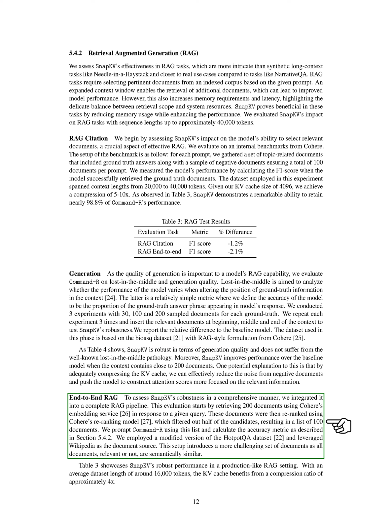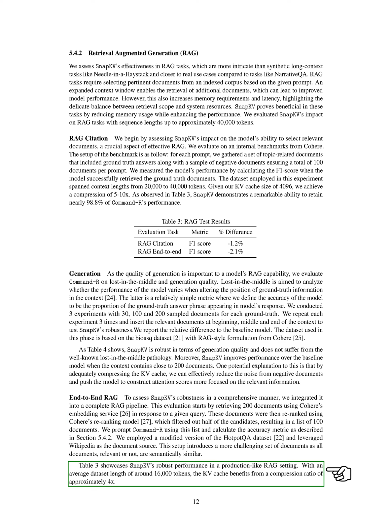To comprehensively assess SnapKV's robustness, we integrated it into an end-to-end RAG pipeline. This involved retrieving and re-ranking documents before prompting Command R, resulting in a list of 100 documents for evaluation. SnapKV showcased robust performance in a production-like RAG setting, with a compression ratio of around 4x for an average dataset length of about 16,000 tokens.